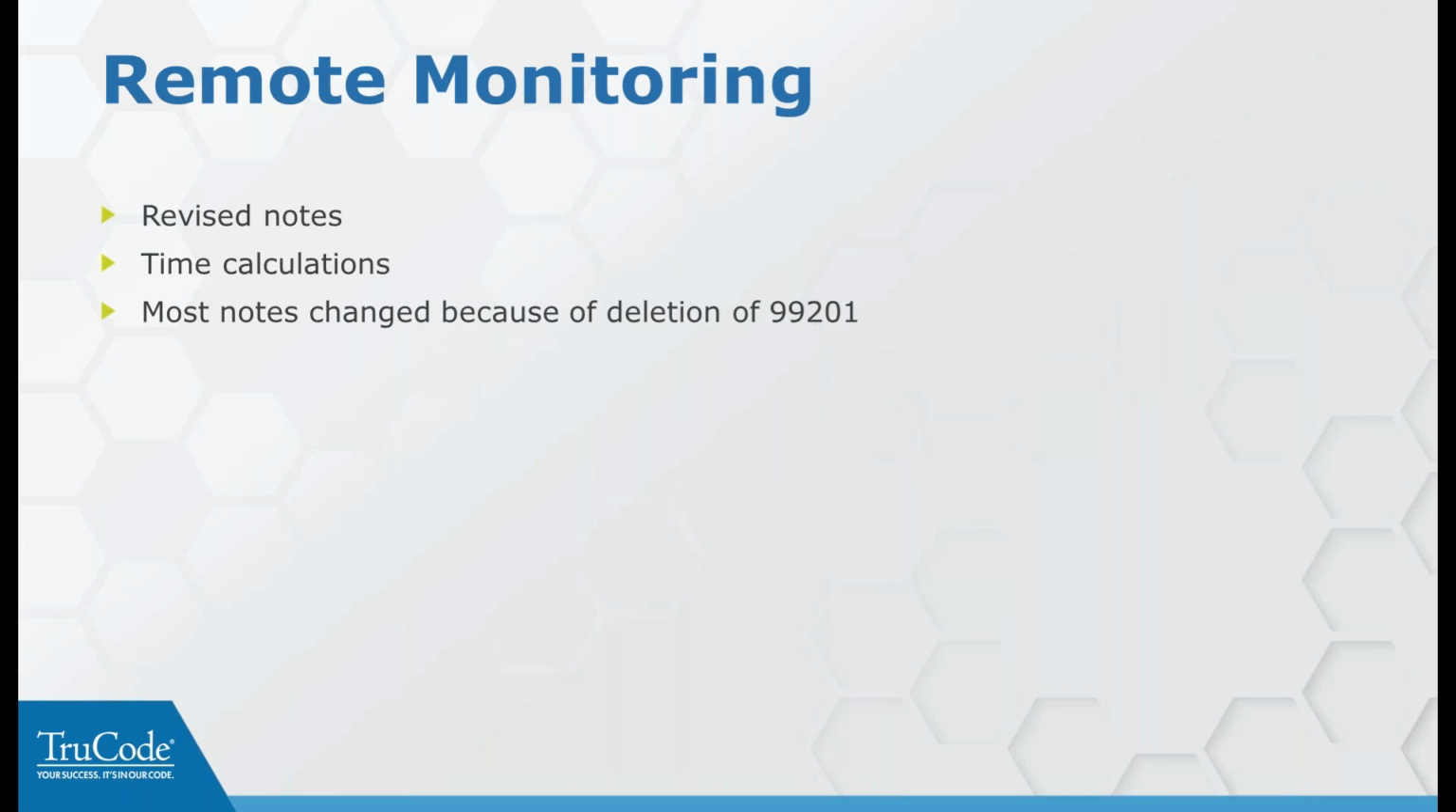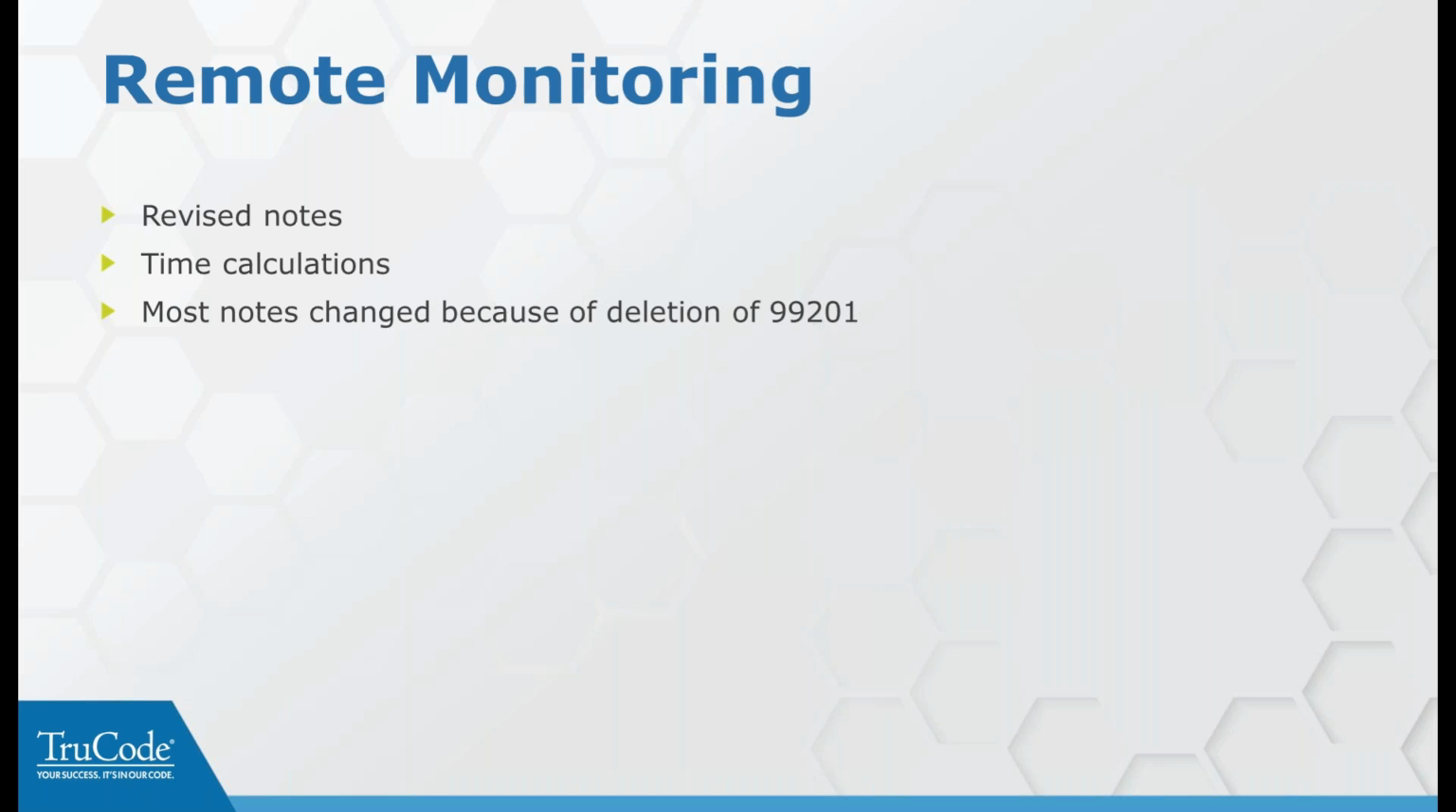And a lot of the notes changed because remember, they deleted out the 99201. So we have quite a few codes where the paragraphs are changed simply because of the fact that they had to. If they have a listing that says don't use this code with these or use this with this one, and there is a code that was changed, they have to change the whole paragraph.